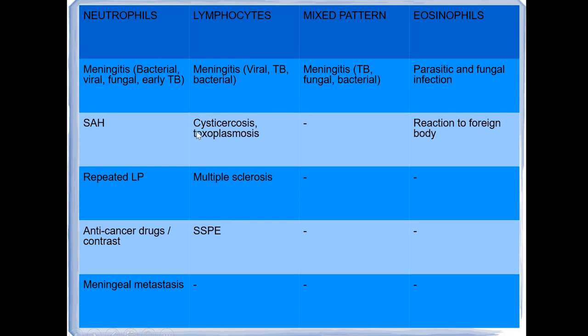Other things are cysticercosis, toxoplasmosis, multiple sclerosis, SSPE. A mixed pattern where you can see lymphocytes and neutrophils, think of TB or fungal meningitis. And eosinophils are typically seen in parasitic and fungal infections.